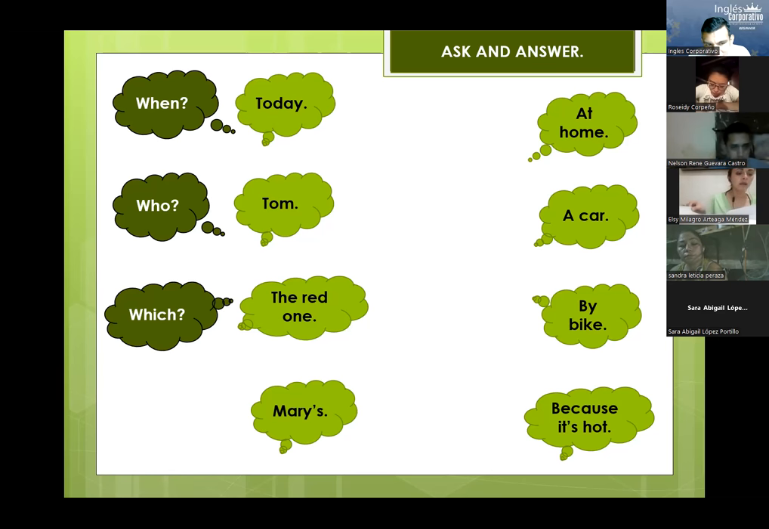Okay, which, se va a utilizar which cuando estemos preguntando por dos opciones. Puede ser como cuáles. Por ejemplo, which is your favorite color? ¿Cuál es tu color favorito? ¿Cuál o cuáles? Which is your favorite food? ¿Cuál es tu comida favorita? Ok, y estamos dando a elegir a la persona que le estamos haciendo la pregunta. Which. O sea, la cosa es ¿cuál es? ¿Cuál es o cuáles? Ok.